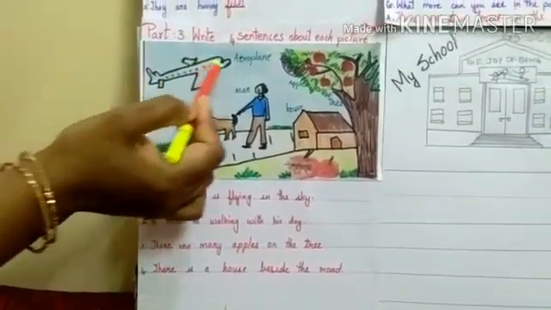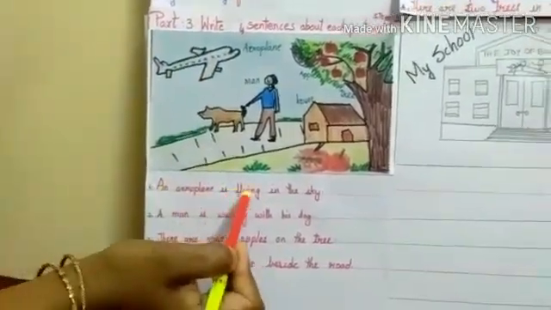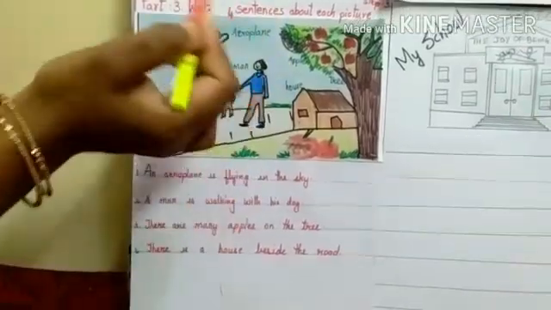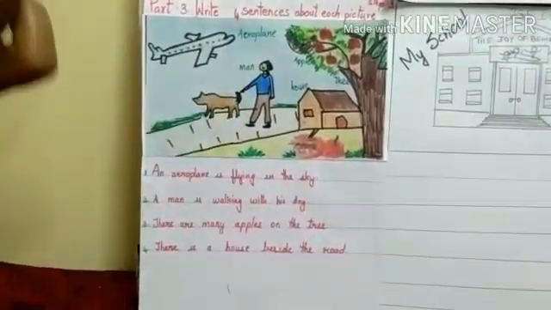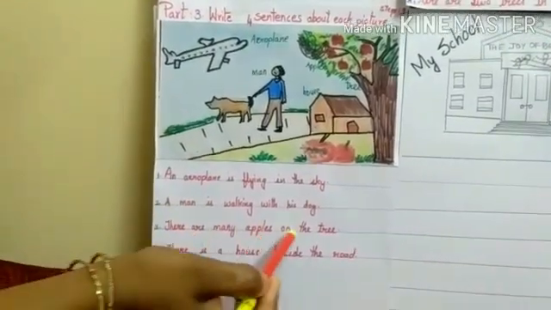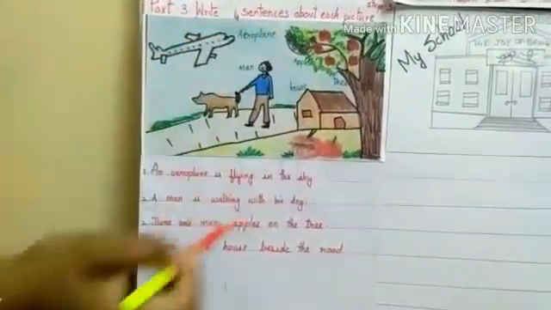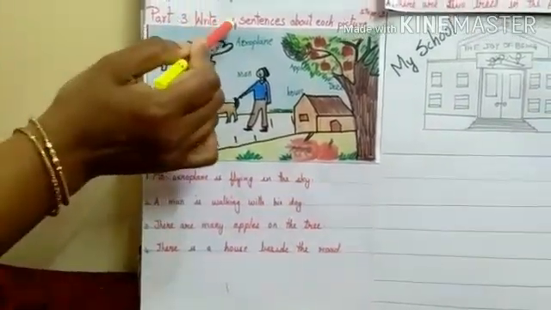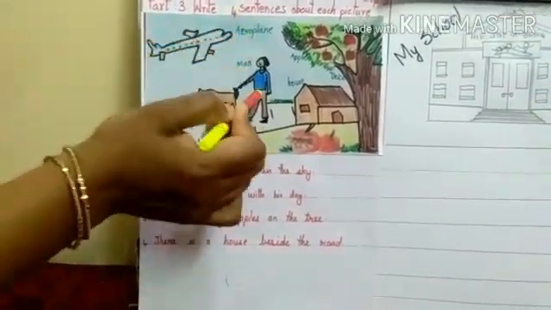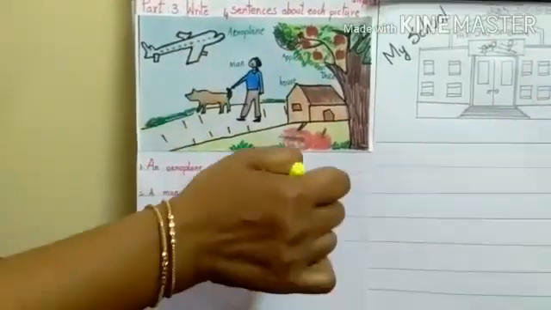Here first we'll talk about the aeroplane. An aeroplane is flying in the sky. Then a man. A man is walking with his dog. There are many apples on the tree. There is a house beside the road. Here they asked you to write 4 sentences. So you choose the pictures and you frame the sentences.